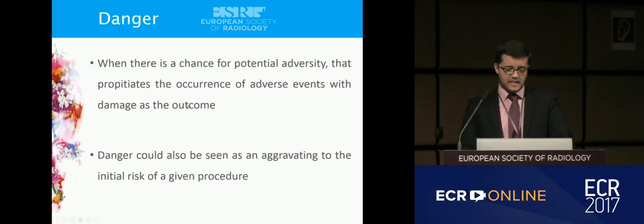Danger is when there is a chance for potential adversity that propitiates the occurrence of adverse events with damage as the outcome. Danger could also be seen as an aggravating factor to the initial risk of a given procedure.